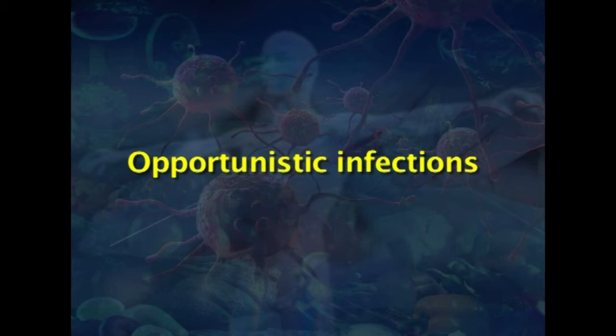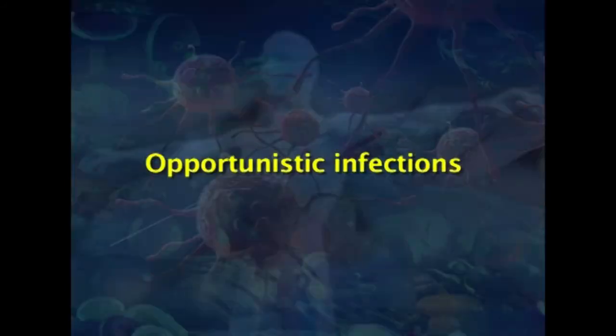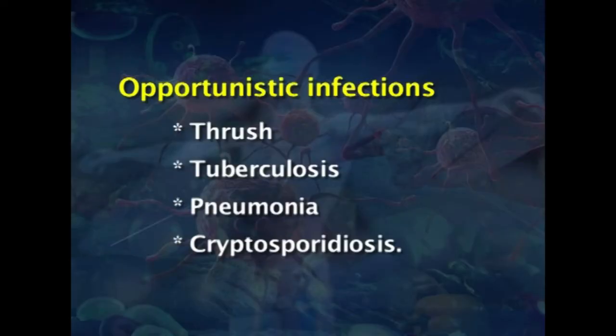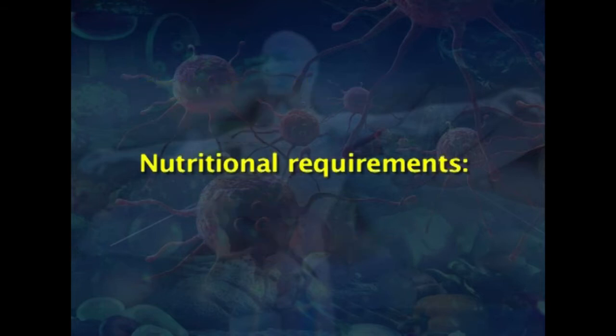The opportunistic infections include parasitic, bacterial, viral and fungal organisms, which are everywhere in our environment. The healthy person's immune system keeps these organisms in check and under control. But AIDS places the client at high risk for certain infections called opportunistic infections. Four opportunistic infections are commonly seen in AIDS clients, which are thrush, tuberculosis, pneumonia and cryptosporidiosis.